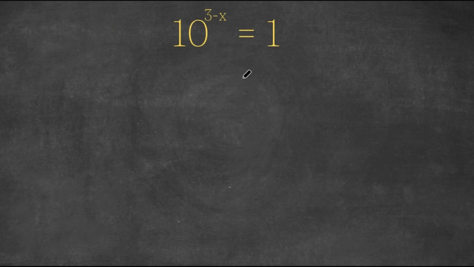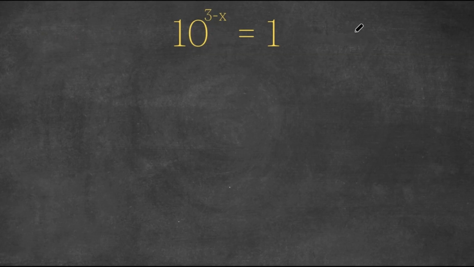In today's video, I'm going to be teaching you how to solve this exponential equation. So we have 10 to the power of 3 minus x equals 1. Whenever we're solving exponential equations similar to this one, we always want to make sure that our bases, in this case 10 and 1, are the same.